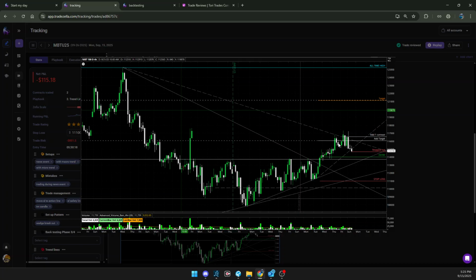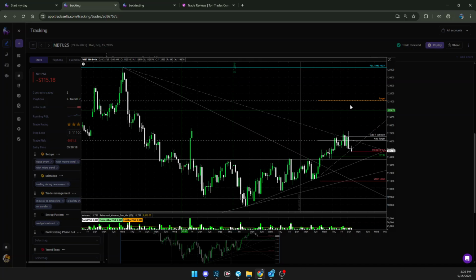I call this a bump and run. It comes down, bumps, and then starts running again. I got that, and so I came in at the height of this last white candle, and I added a contract. I knew this was going to be my add target, so I added a contract here, and it started looking really good. It just collapsed. It tried again. It collapsed, and it stopped me out for a small loss.